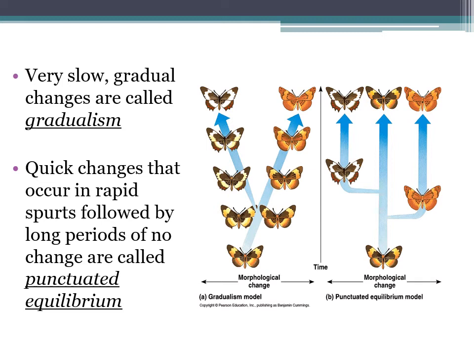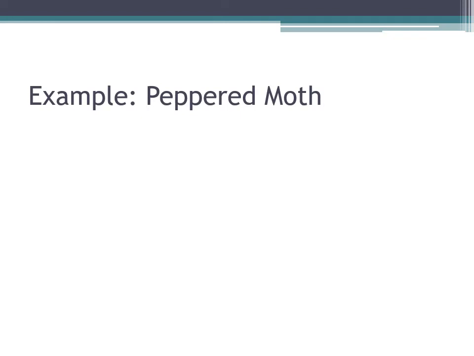These quick changes, though, are called punctuated equilibrium. It's because the species needed to rapidly change to something that changed in their environment. And so punctuated means it has to happen in a timely fashion, or else if they don't change, their species might die out. One example of this punctuated equilibrium was the peppered moth.